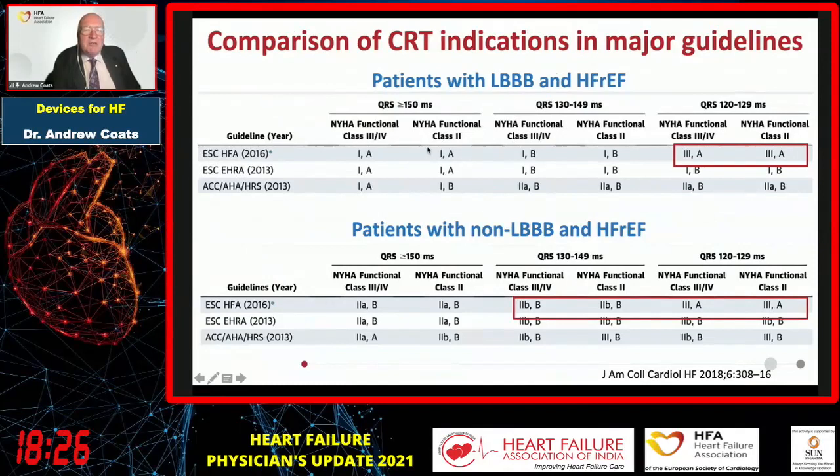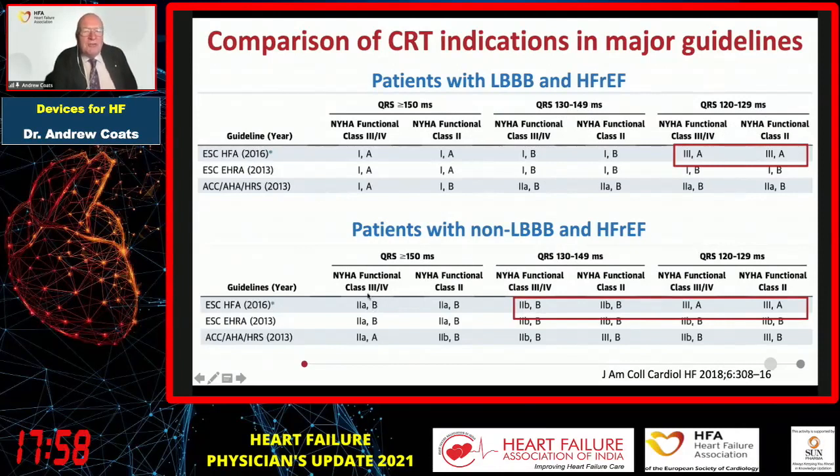These recommendations have become sharpened up. We've got more clarity now. The QRS duration greater than 150 in the presence of left bundle branch block is a strong class 1A recommendation for the treatment of heart failure. If the QRS duration is between 130 and 150, it's slightly less strong. And if the QRS duration is less than 130, it should not be used. That's, of course, because of the adverse outcomes found in the ECHO-CRT trial.